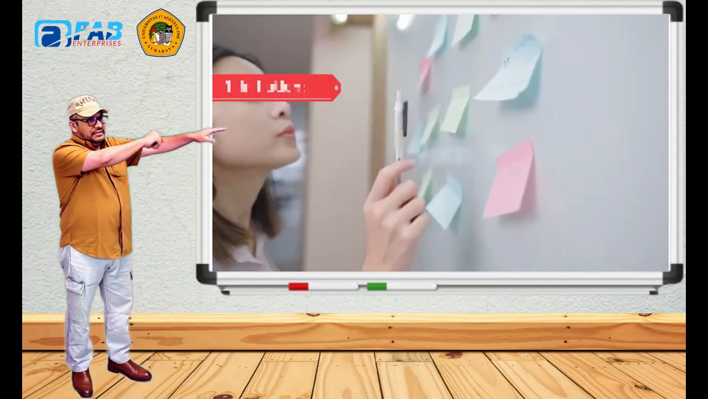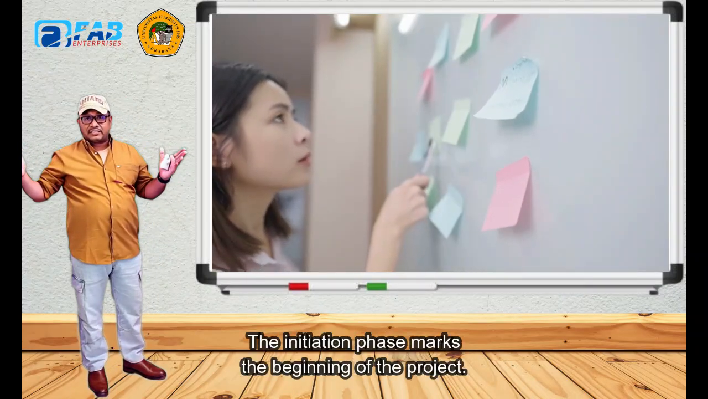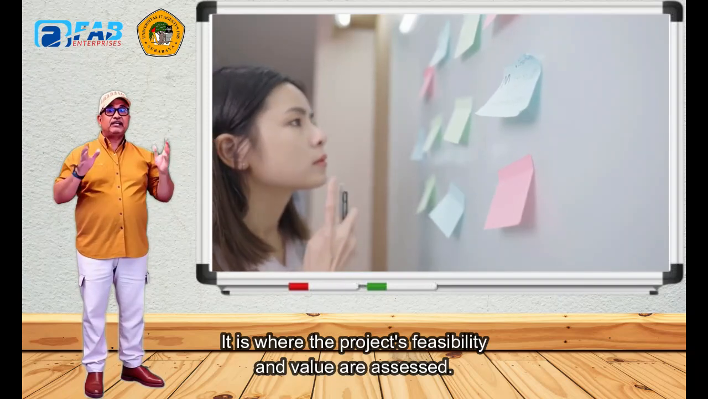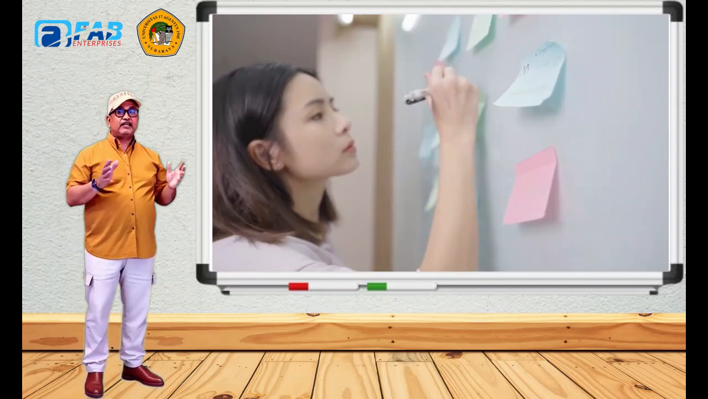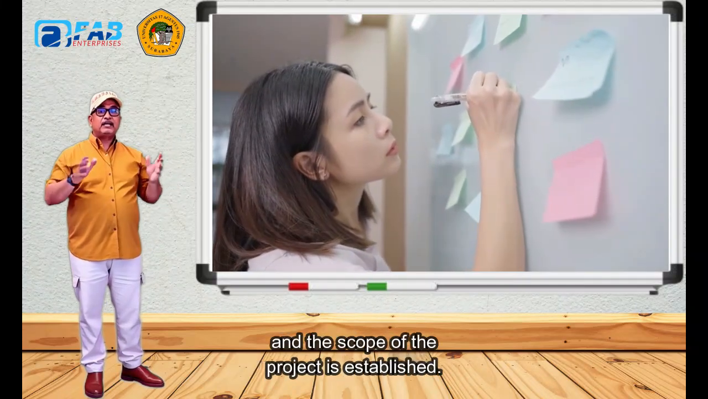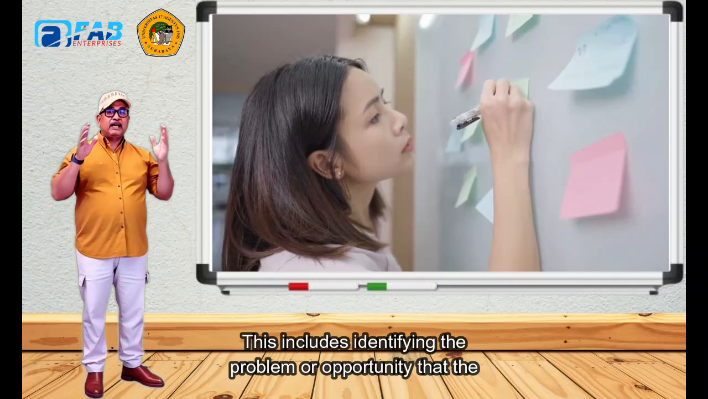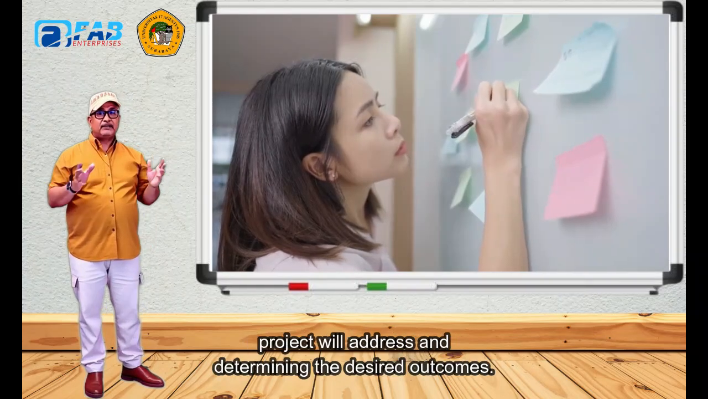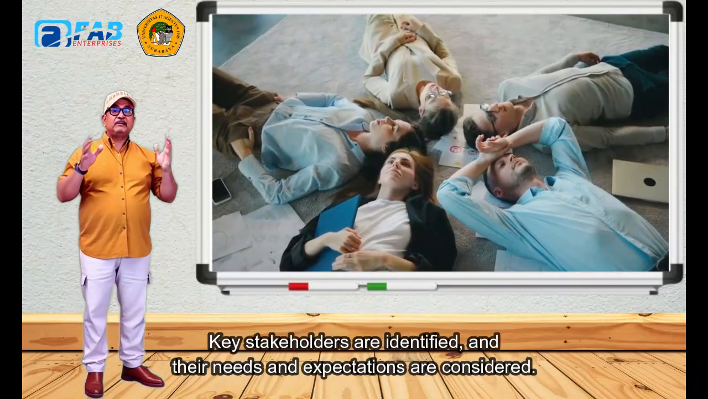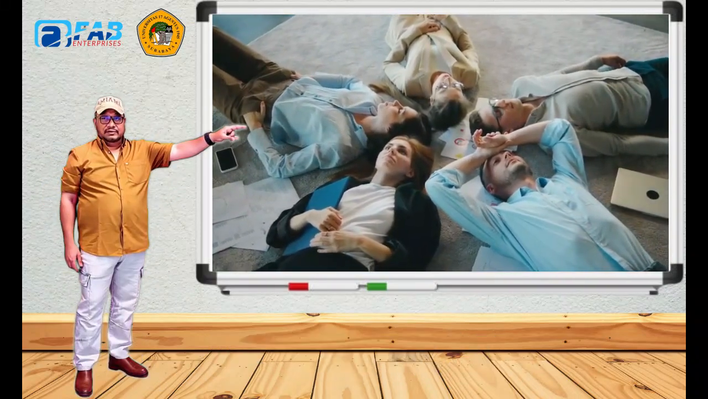1. Initiation. Definition. The initiation phase marks the beginning of the project. It is where the project's feasibility and value are assessed. Key activities. During this phase, project goals are defined and the scope of the project is established. This includes identifying the problem or opportunity that the project will address and determining the desired outcomes. Key stakeholders are identified and their needs and expectations are considered.